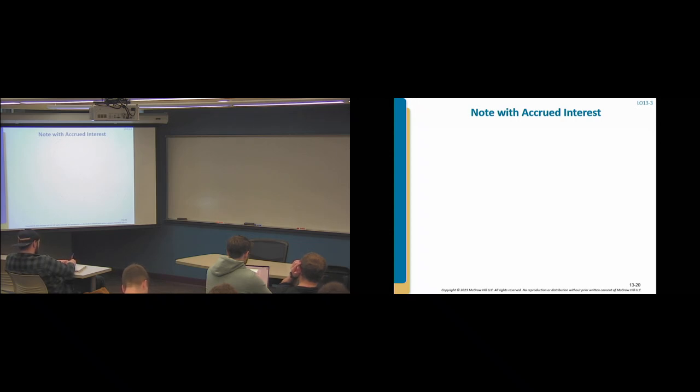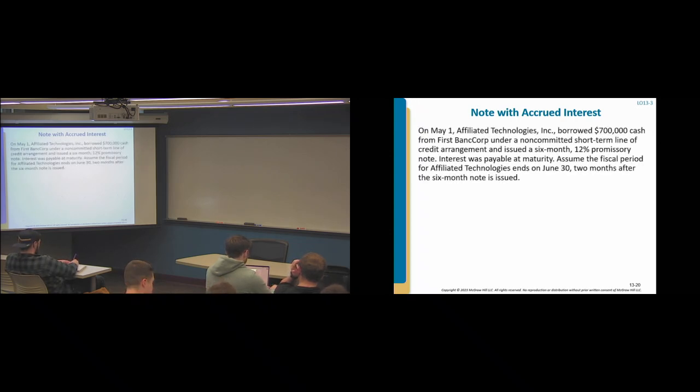Okay, so when is it necessary for us to accrue interest? Well, that depends on a couple of things. It depends on the term of the note, how frequently you're required to pay interest, and also when your fiscal year ends. So this one says on May 1st, Affiliated Technologies, Inc. borrowed $700,000 cash from First Bank Corp. under a non-committed short-term line of credit arrangement and issued a 6-month 12% promissory note. That should sound familiar to you. We've had the same variables and examples before, even in a previous chapter. Interest was payable at maturity.